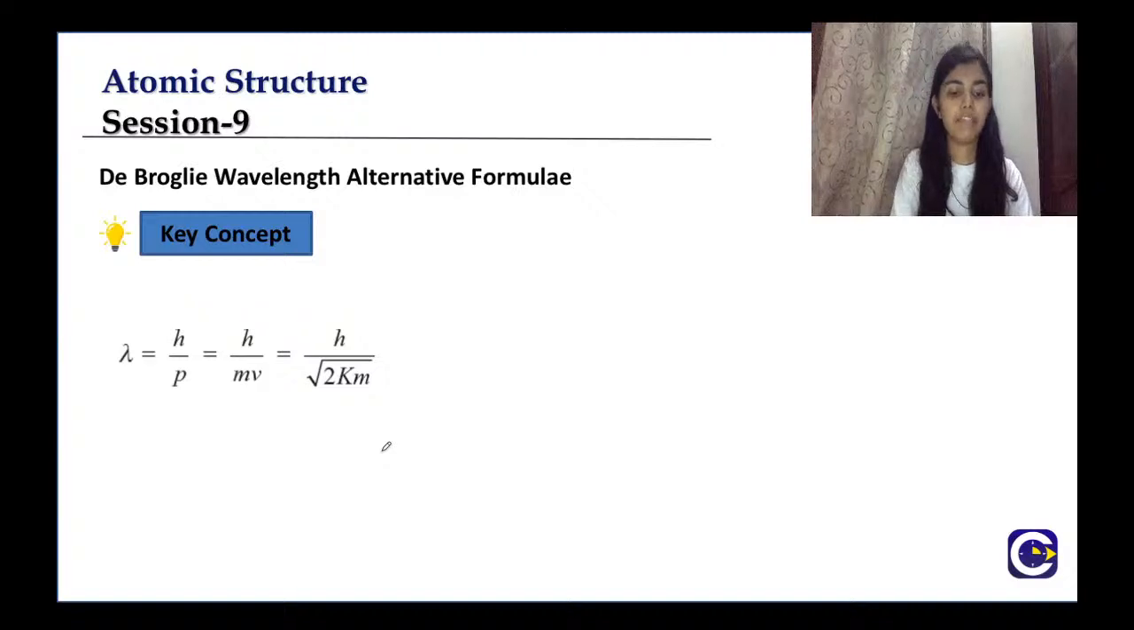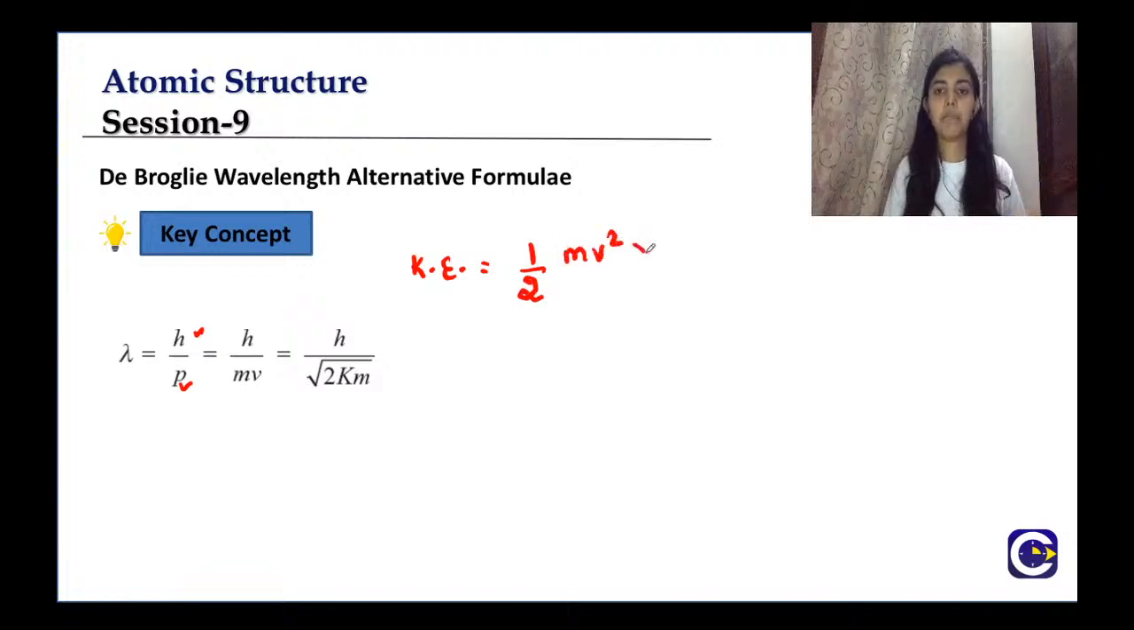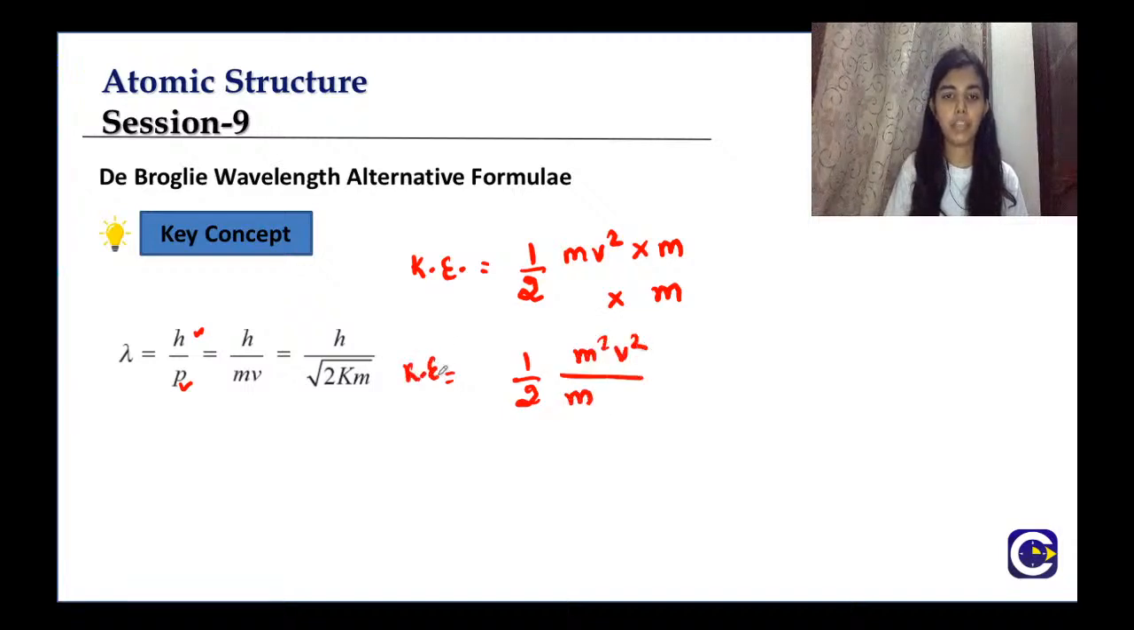Now comes the alternative formula for the de Broglie wavelength. This is very important. Lambda equals h by p, which we have done, where p is the momentum and h is Planck's constant. Linear momentum p equals mass into velocity, so p equals mv. Now the formula for kinetic energy is half mv square. If you multiply and divide by m, you get half m square v square divided by m equals kinetic energy.